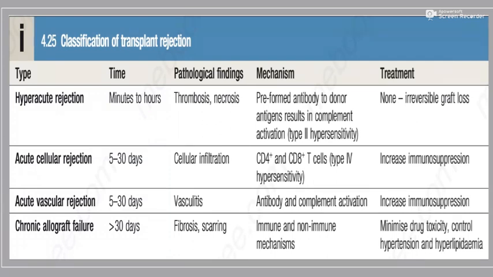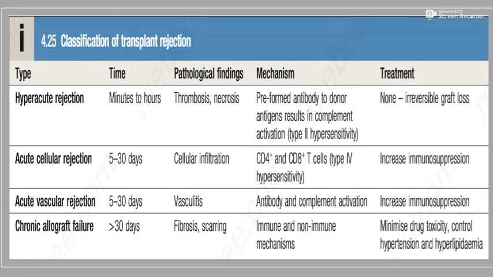This table also compares the different types. The time of hyperacute is minutes to hours, and it is due to preformed antibodies, and it has no treatment. Unfortunately, there will be irreversible graft loss. As soon as we have hyperacute rejection, that is the end of the matter; there is no treatment anymore. The graft has failed.